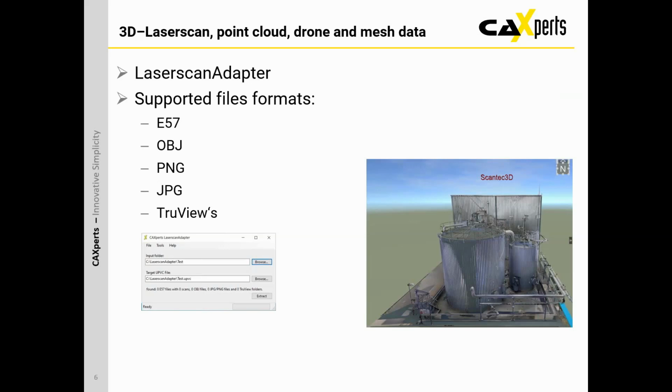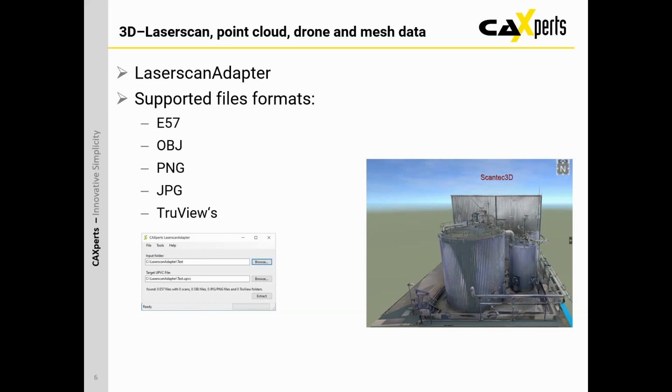So the integration of laser scans, you already have seen and heard about this, definitely a lot in the past. This integration of laser scan, drone, and mesh data is a very unique strength of the UPV solution. Here we can handle extremely large raw data of the laser scans, and with the laser scan adapter, this is reduced through intelligent algorithms to a highly performant mesh.